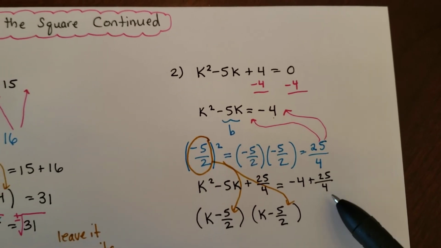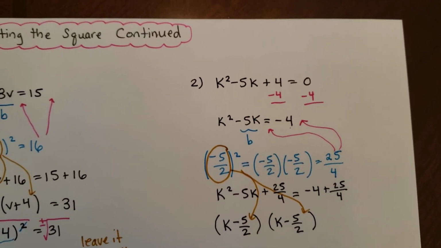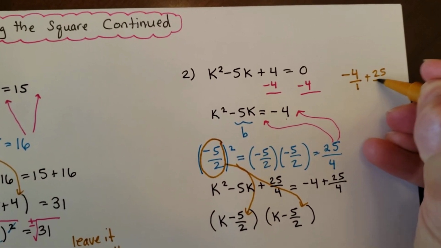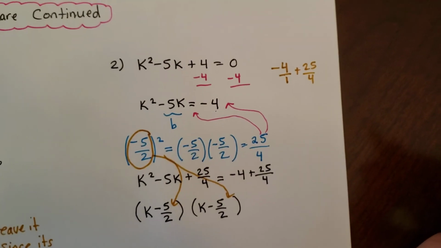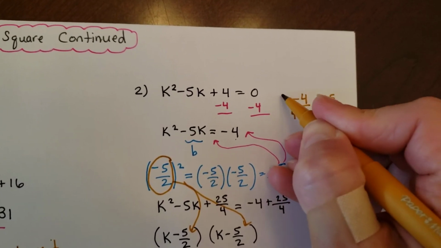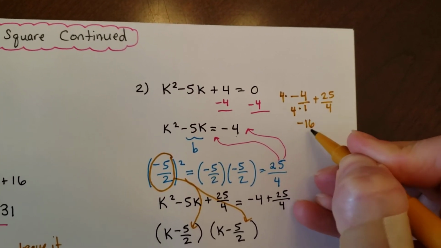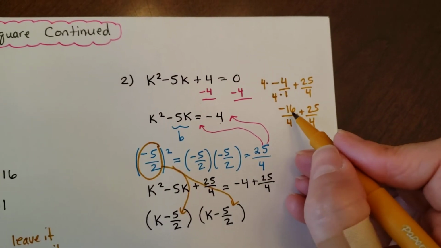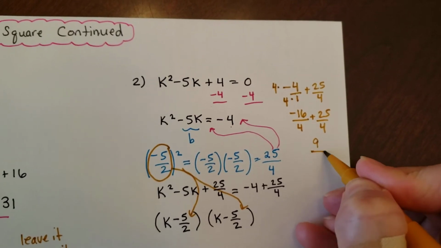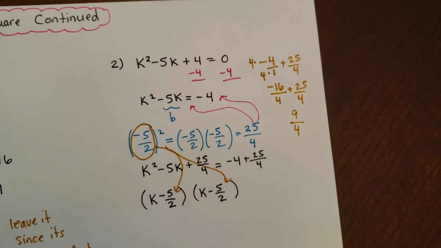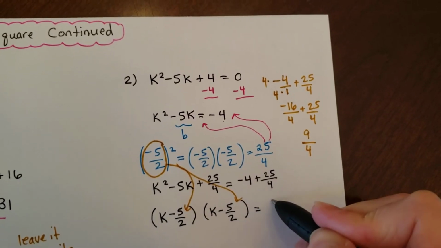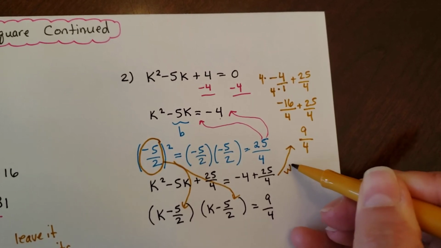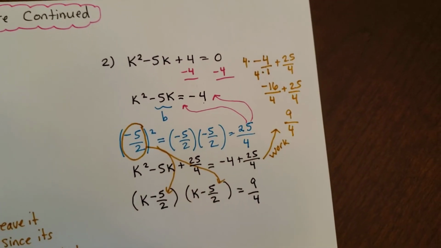And then we need to do a little bit of work right here. So we've got a negative 4. Let's put that over 1 plus a positive 25 over 4. We need common denominators, so we're going to multiply the top and the bottom of the left one by 4, giving us negative 16 over 4 plus 25 over 4. And then when you do the tops, you get 9 over 4. So that's what will come down here, equals 9 over 4. So the work for this is up here, so you can see how I got that number.